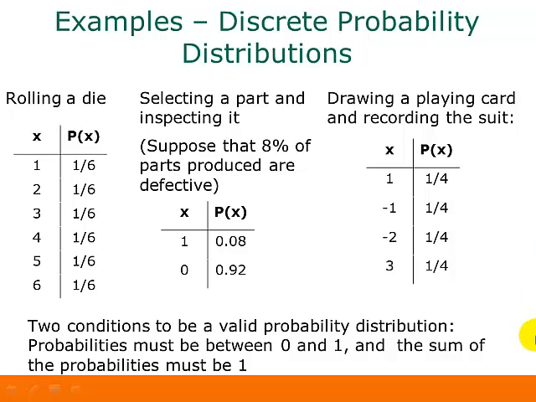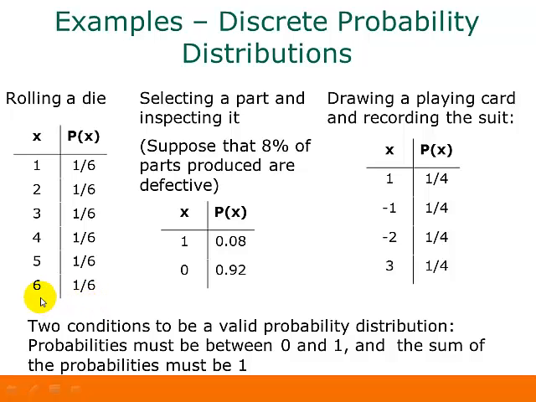And remember, again from the last chapter, that there are two conditions that have to be met to get a valid probability distribution. Number one is that all of the probabilities have to be between 0 and 1, and the second one is that the sum of the probabilities must be 1. So the values of our probabilities cannot be negative and they cannot be greater than 1, and they also have to add up to 1 if we add up all the probabilities in our table. So that's true here, that's true here, and that's true here. So all three of these would be valid probability distributions.